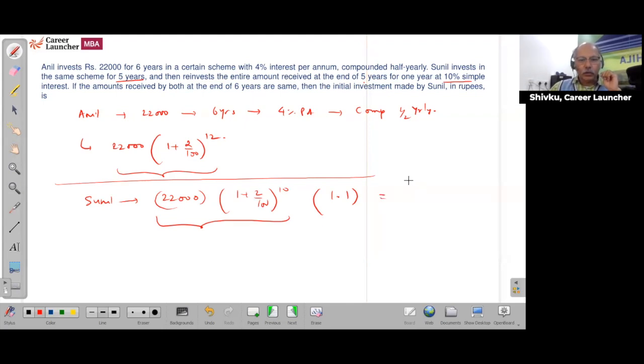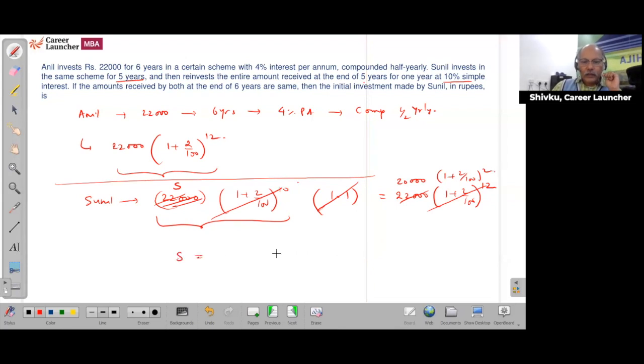This must be equal to, sorry, we don't know the amount of Sunil, right? So this must be equal to what Anil got, 1 plus 2 by 100 to the power of 12. So you will see that this will go, 20,000 times, right? This will go and you're left with 1 plus 2 by 100 squared.